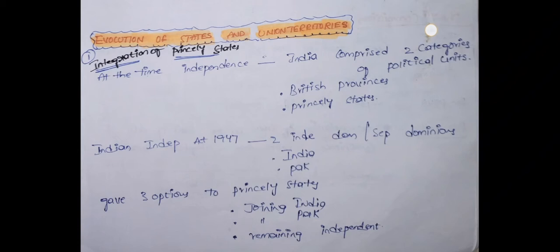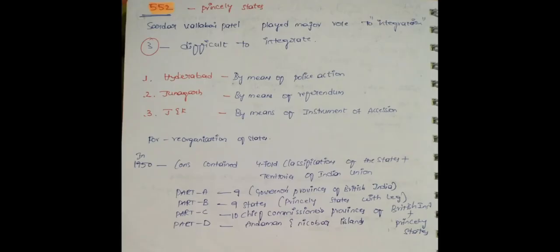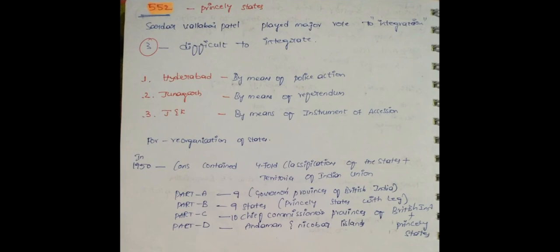But at that time, three were very difficult to integrate: one is Hyderabad, the second one is Junagadh, and the third one is Jammu and Kashmir. Those three princely states were integrated into the Union of India. Hyderabad was integrated by means of police action, Junagadh was integrated by means of referendum, and Jammu and Kashmir was integrated by means of instrument of accession.